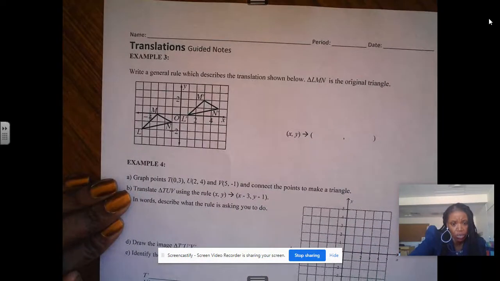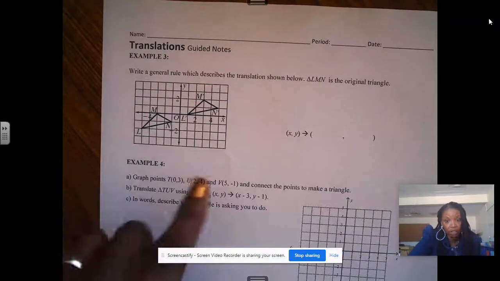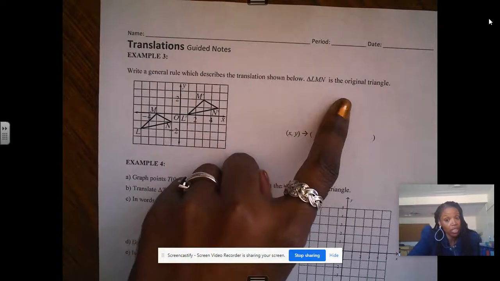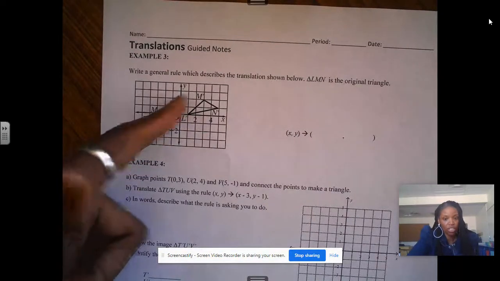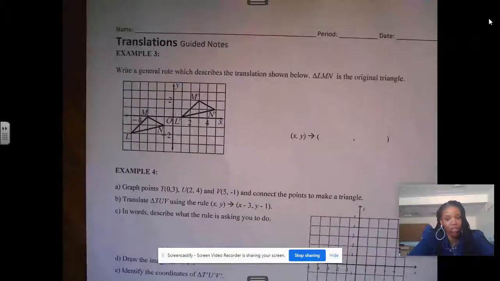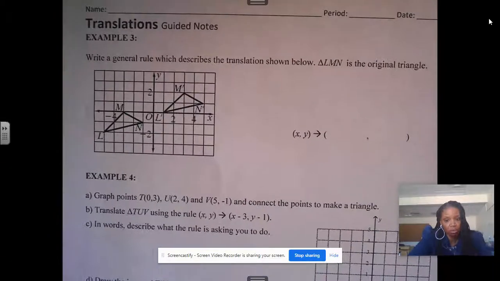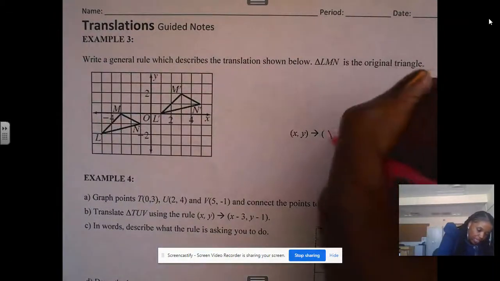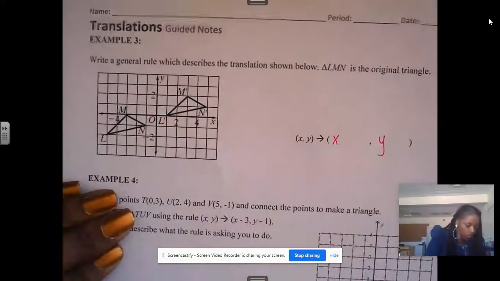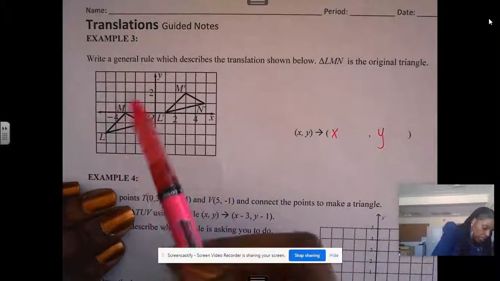Let's see what your example 3 is. Example 3. It says, which general rule describes the translation shown? So they've shown you, remember, this is your original, LMN. The translation is how they got to the prime. You don't have to do all 3 of them. Make sure you do 1. So I'm going to put my X here and my Y here. Remember, X is always first. I'm just going to do M because it's easier.